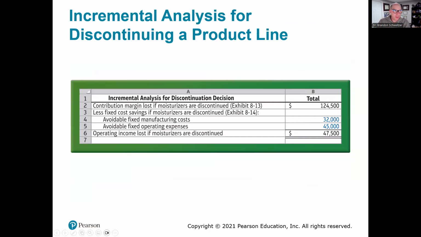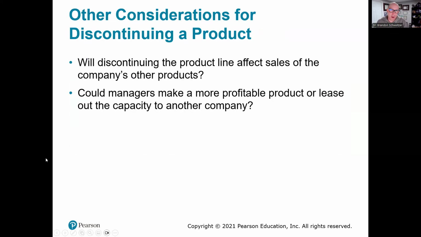Great question. So we roll through our incremental analysis. The contribution margin that we would lose if we discontinue it was 124,500 minus the avoidable costs would give us a positive operating income lost if the moisturizer is discontinued of 47,500. So the company needs to make a decision here. Is this going to be beneficial if we cut out the moisturizer? So excellent question.